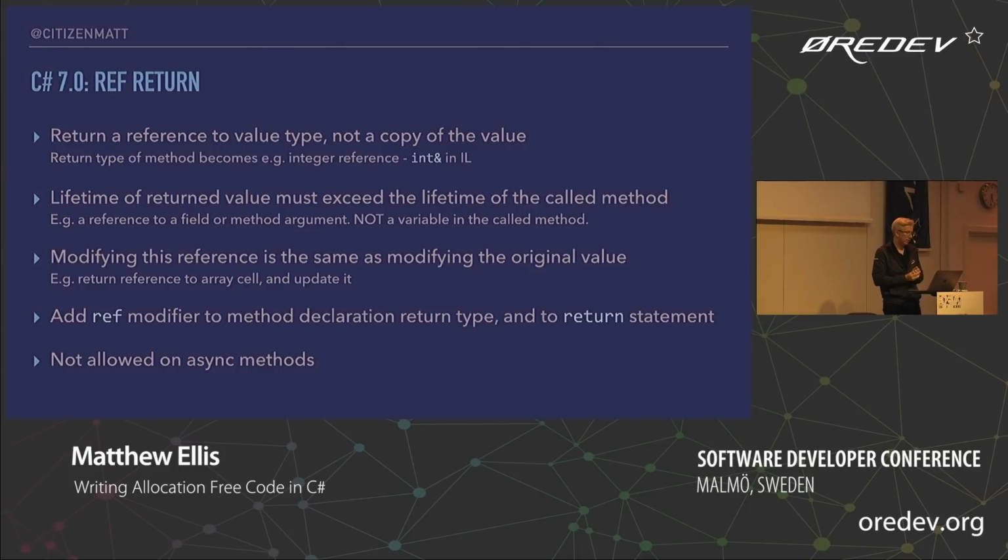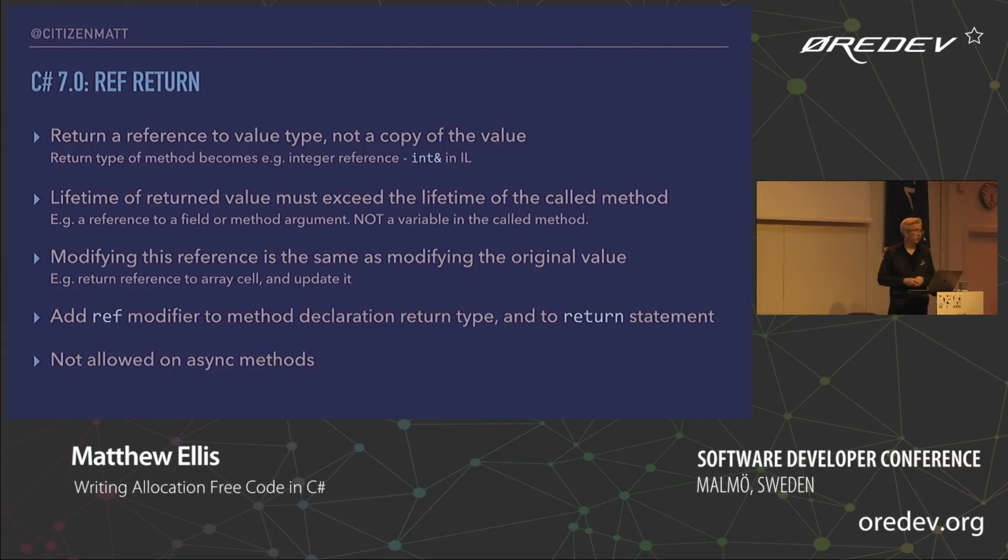Okay, so the first feature that works with this, they're all built on top of each other, and they build up to give you the full feature set, is the idea of ref return. This allows you to return a reference to a value type rather than a copy of it. Normally if you return an integer or a two-dimensional point, you'll get a copy of that value. But here you can now return a reference to the value. So the return type of the method becomes a reference. It's not just a return value of int or Point2D, it's a reference to an int or a reference to a Point2D.